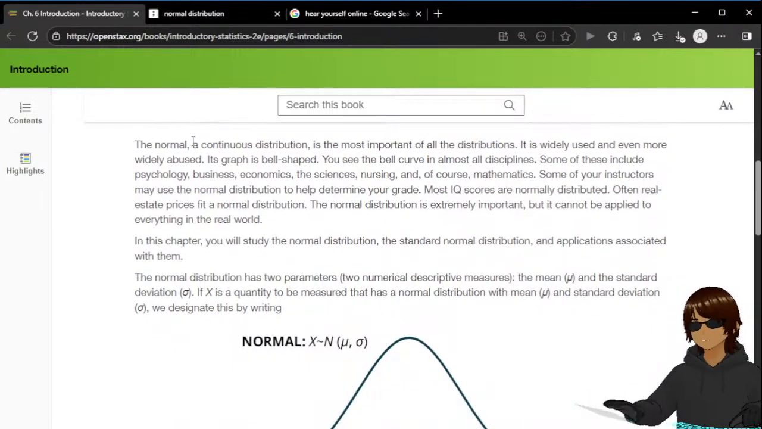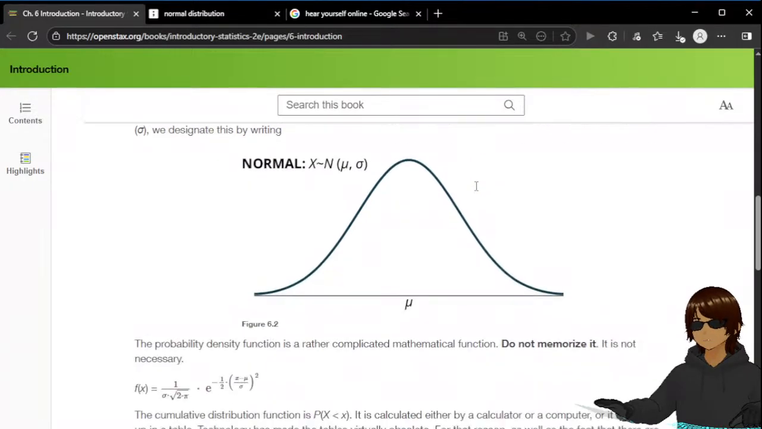The normal, a continuous distribution, is the most important of all the distributions. It is widely used and even more widely abused. Its graph is bell-shaped. You can see the bell curve in almost all disciplines. Some of these include psychology, business, economics, the sciences, nursing, and of course mathematics.